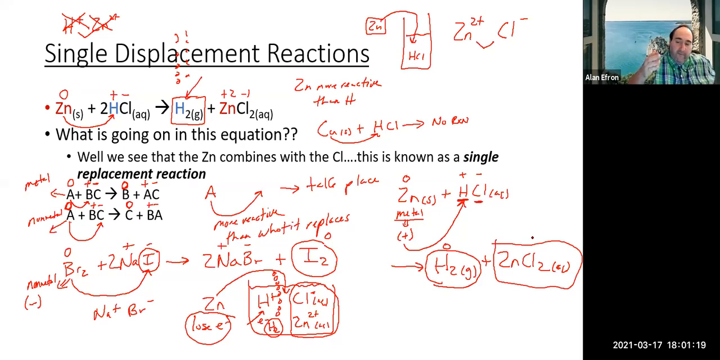Now, in order for whatever is coming in, like for example here the zinc, in order for that guy to come in, he has to be more reactive than what it's replacing. We'll talk about aqueous in the next chapter when we talk about solutions. But anything that has a charge that's in a solution is aqueous, basically. So any ions that are floating around, anything that says aq, that's aqueous, basically means it's really not together.